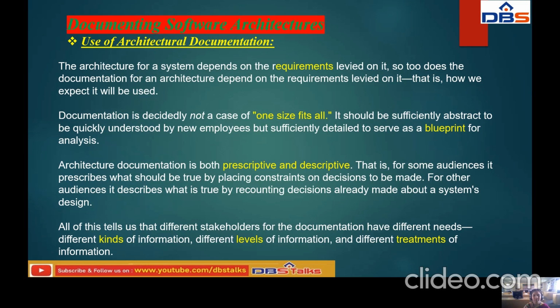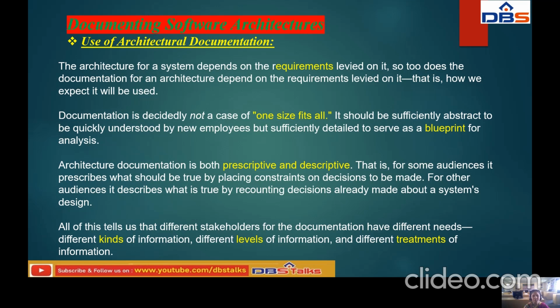And architecture documentation is both prescriptive and descriptive. That is very important. Architecture documentation is both prescriptive and descriptive. Prescriptive means it predicts something. Descriptive means it elaborates and gives the clear things. For some audience, it prescribes what should be true by placing constraints on decisions to be made, and for other audience it describes what is true by recounting decisions already made about a system's design.